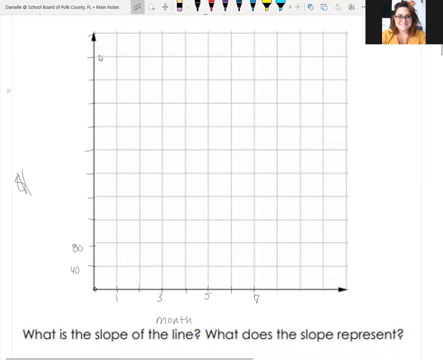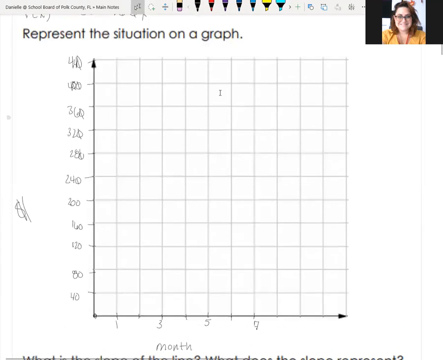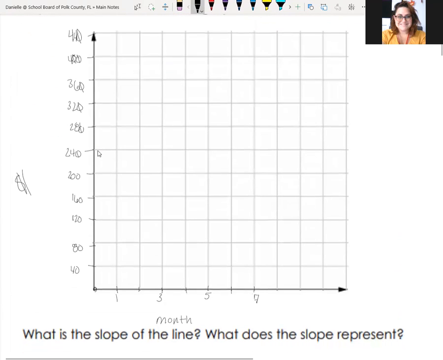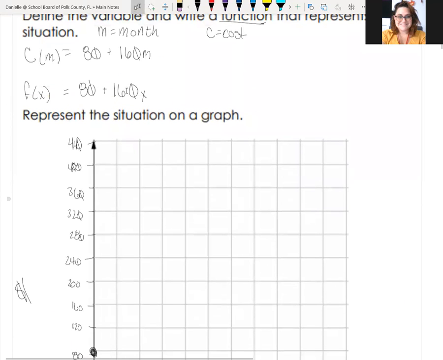40, 80, 120, 160, 220, 24, 28, 32, 36, 400, and 440. So we said we have to pay $80, and that's even if we haven't even had the phone service yet. Now, what happens if I'm at 1 month?